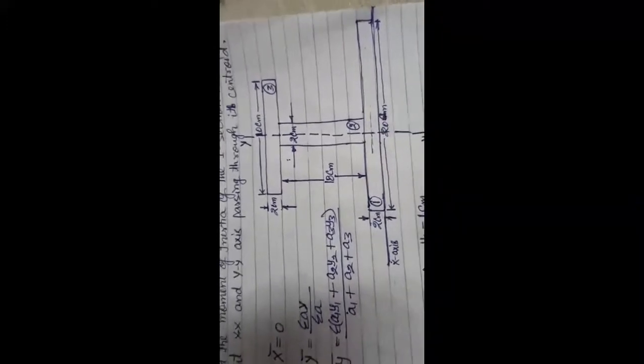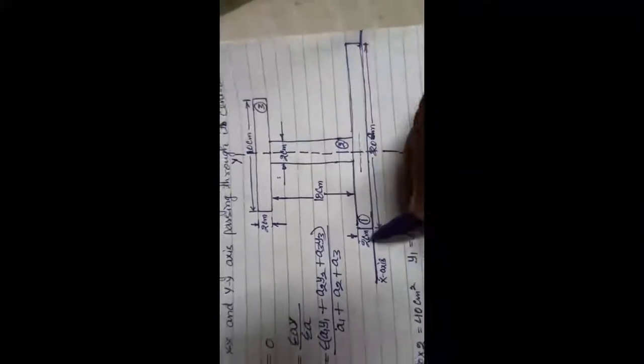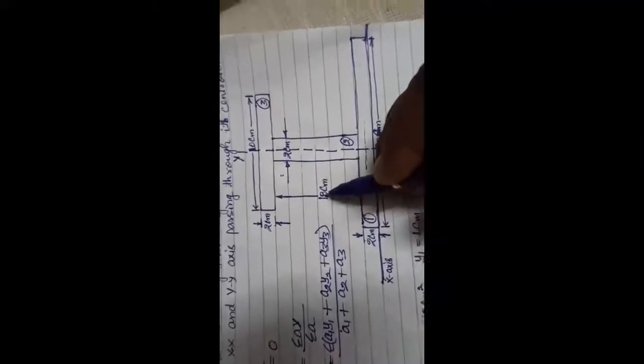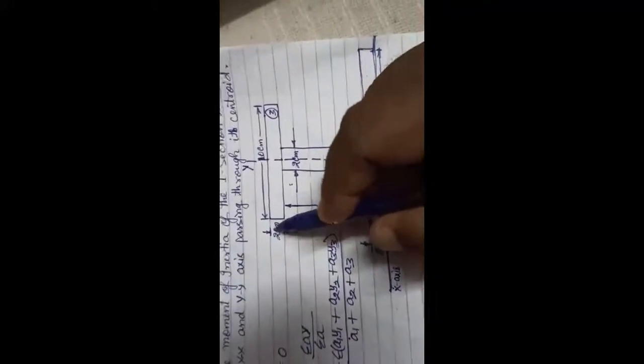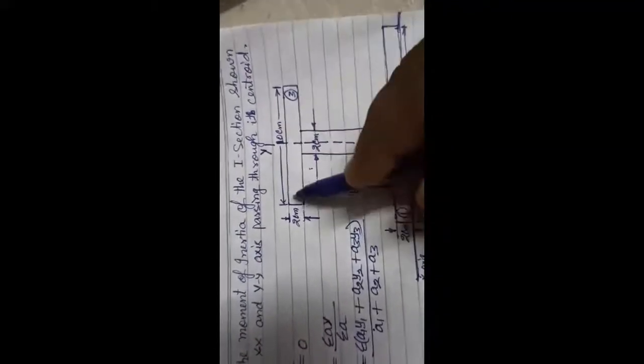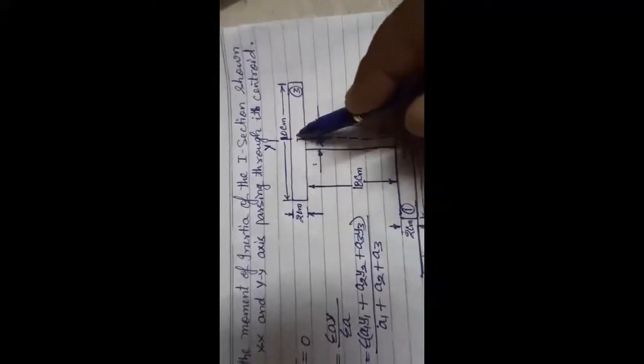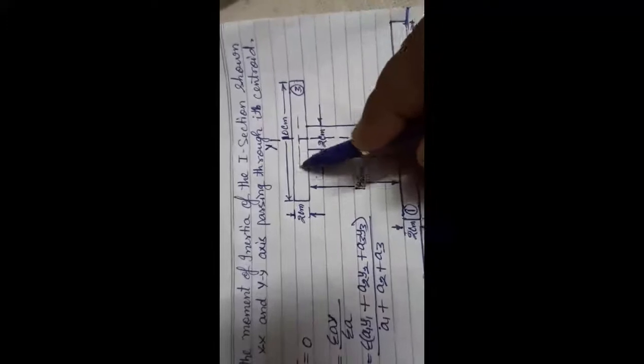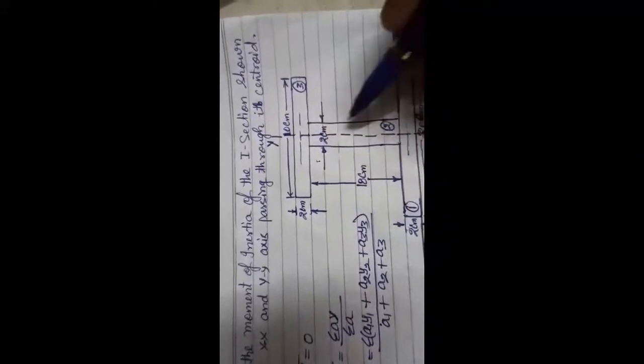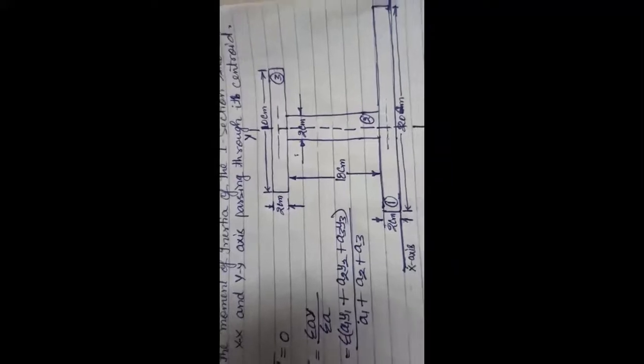And y3. y3 is 2 plus 18, 20, plus 2 by 2. Because we are measuring the distance from here, and the centroid of this third figure lies here. So from here to here, it will be 2 plus 18, 20, and plus 1. So this is 21 centimeter. So this is a1, y1, a2, y2, a3 and y3.